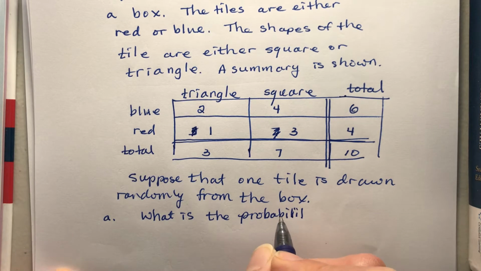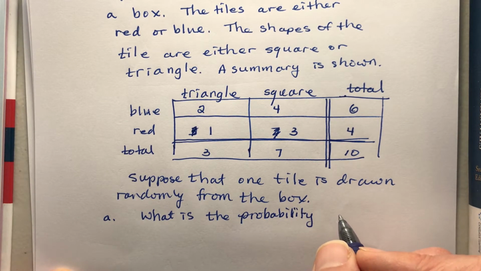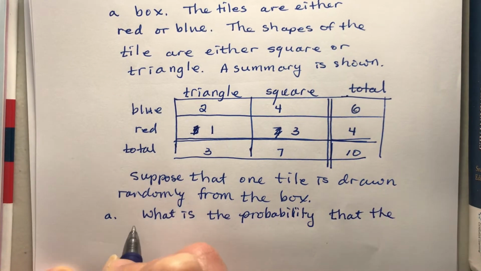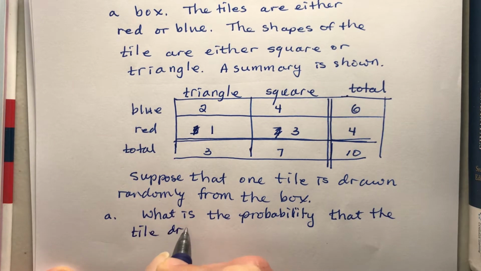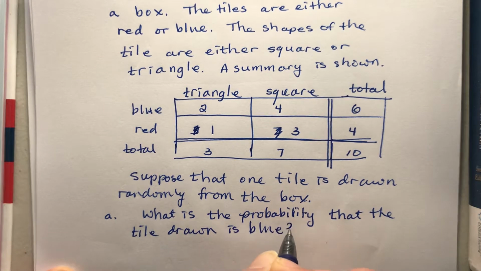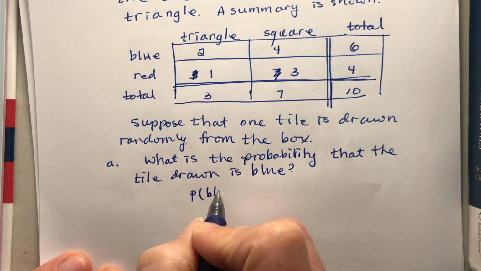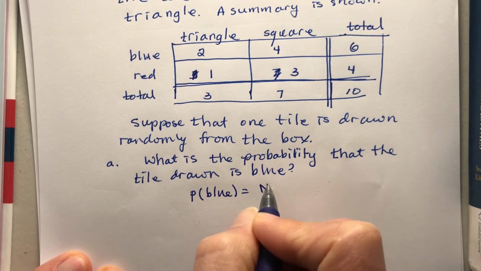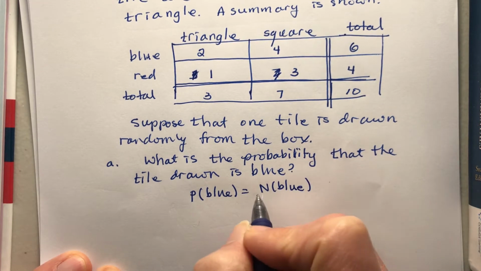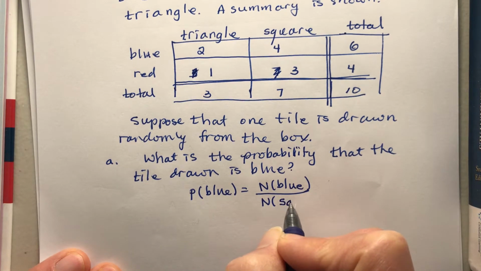How do you spell that? Probability. I should just say chances. What is the probability that the tile drawn is blue? So what's the chance that I get a blue? The probability of blue is going to equal the number of blue divided by the number in the sample space, which I'll call S.